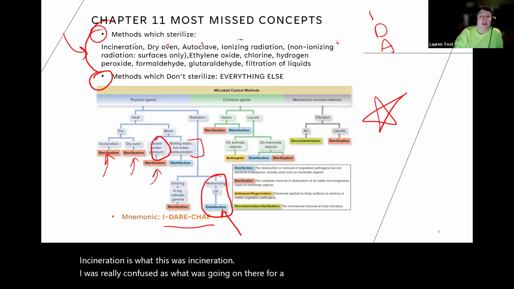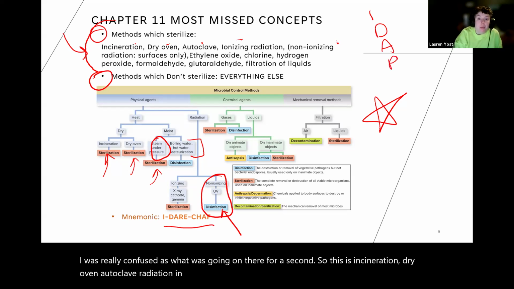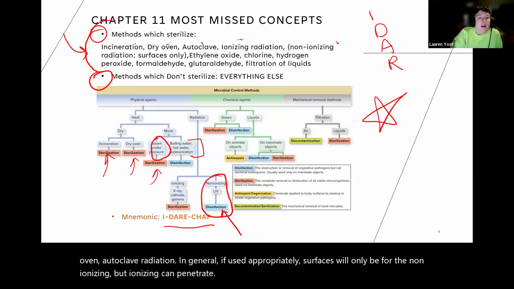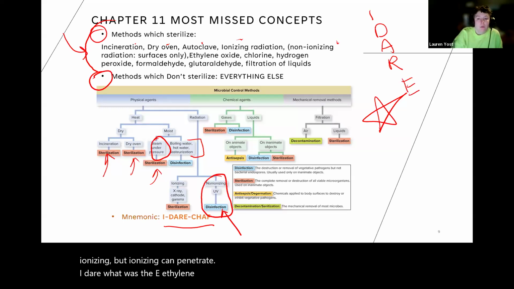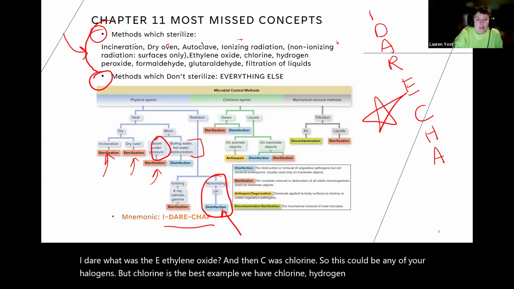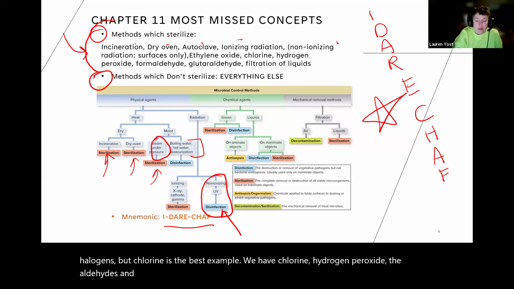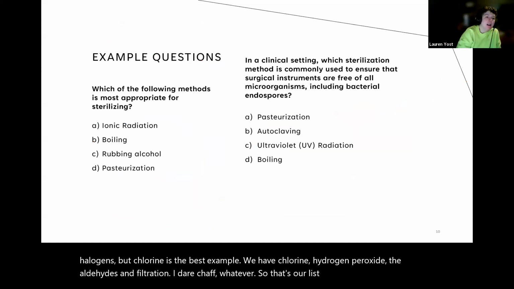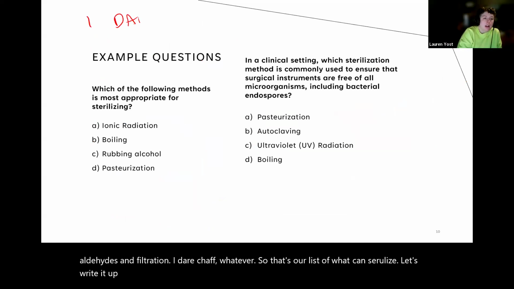So this is incineration, dry oven, autoclave, radiation in general, if used appropriately. Surfaces will only be for the non-ionizing, but ionizing can penetrate. I dare, what was the E? Ethylene oxide, and then C was chlorine. So this could be any of your halogens, but chlorine is the best example we have. Chlorine, hydrogen peroxide, the aldehydes, and filtration. I dare chaff, whatever. So that's our list of what can sterilize. Let's write it up here, I dare, so we can recall it if we need. Chaff.